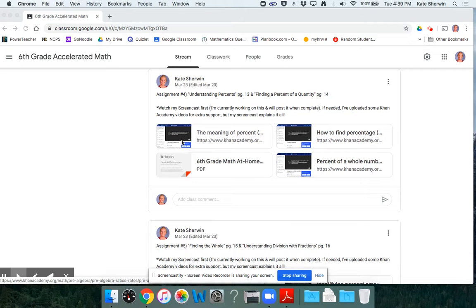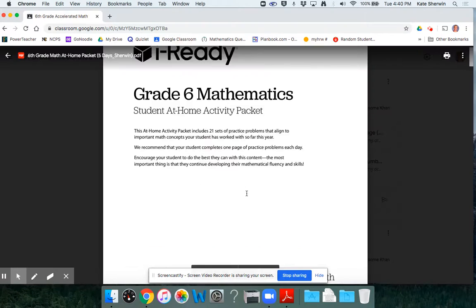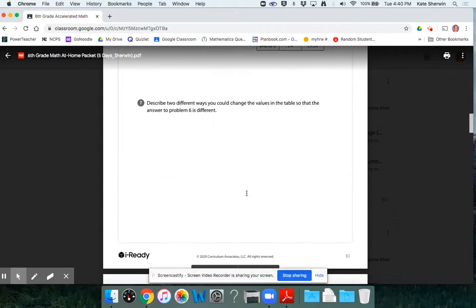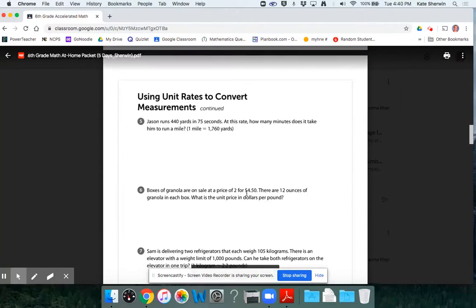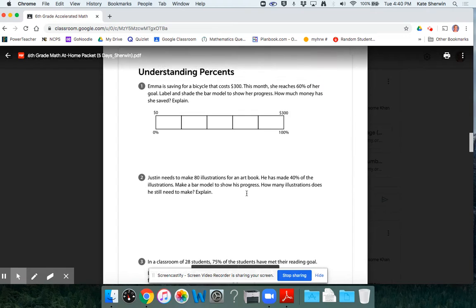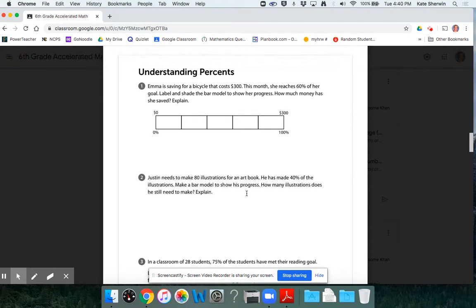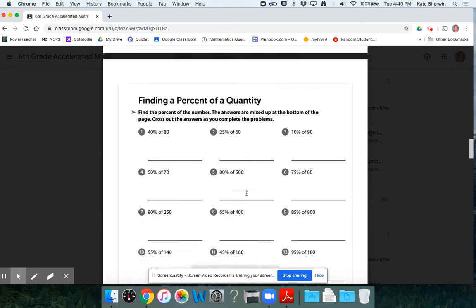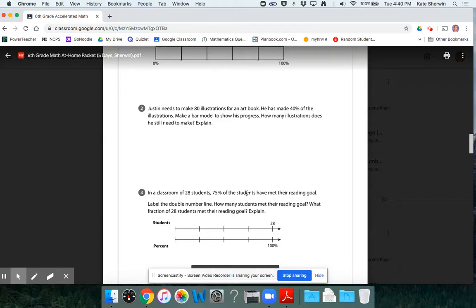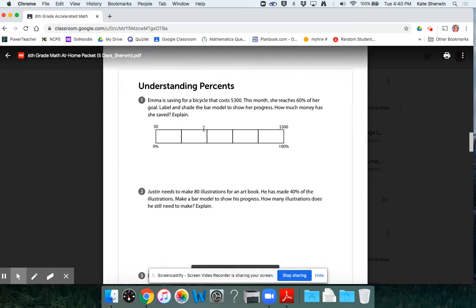I'm going to explain assignment 4. It's all about percentages. So it's 2 pages, 13 and 14. So I'll explain 13 first. Okay, 13 is all about the meaning behind percentages, whether or not you have a grasp on them. And then page 14 is finding them. So let's talk about 13 first.